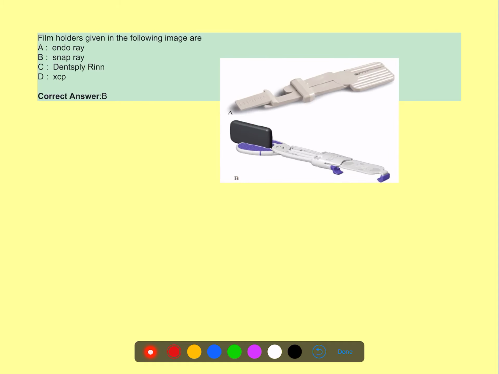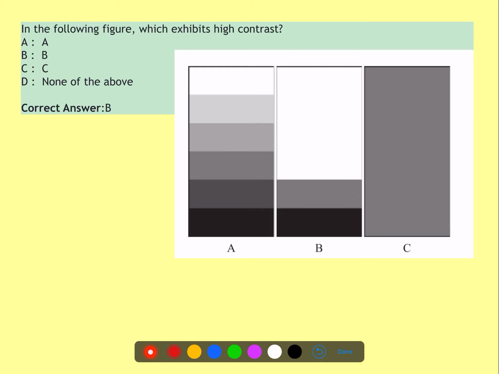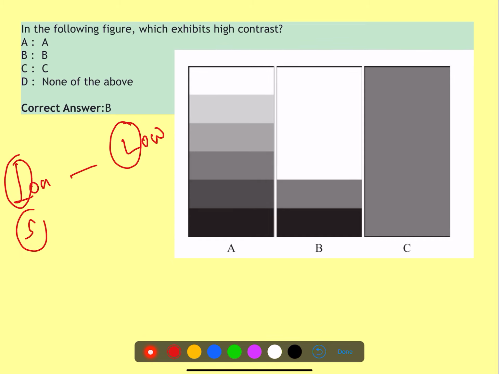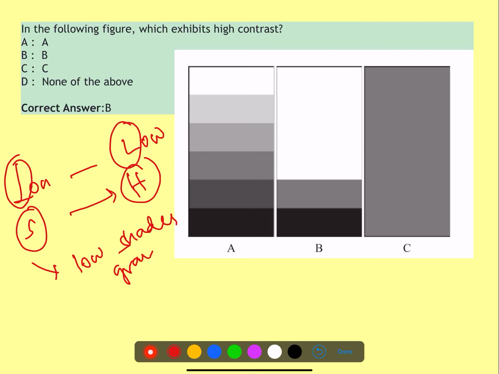Film holders given in the following image. So these are nothing but snap ray holders. In the following figure, which exhibits high contrast? We have learned that long scale has low contrast, short scale has high contrast. But short scale means fewer shades of grey. So in which picture do you have fewer shades of grey? B. So hence B has high contrast.